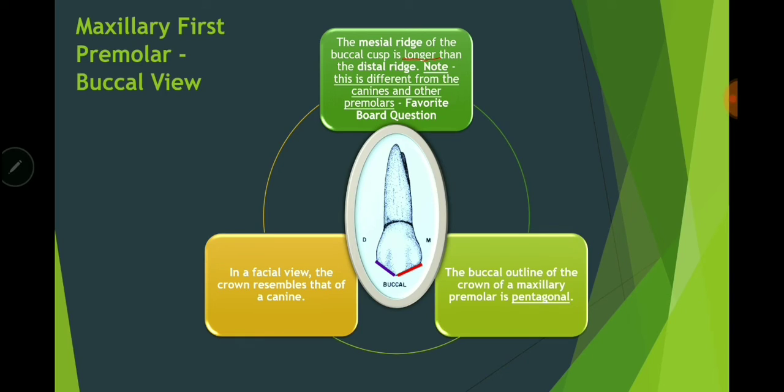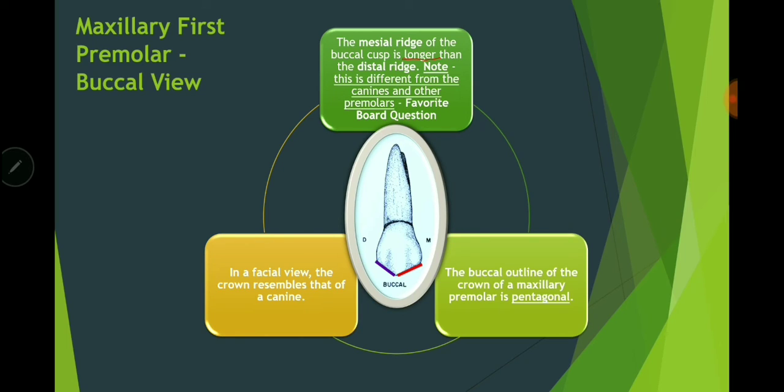It's opposite in the canines and premolars. In the canines and premolars, the distal ridge of the buccal cusp is longer than the mesial ridge of the buccal cusp. But in the maxillary first premolars, the mesial ridge is longer than the distal ridge of the buccal cusp.